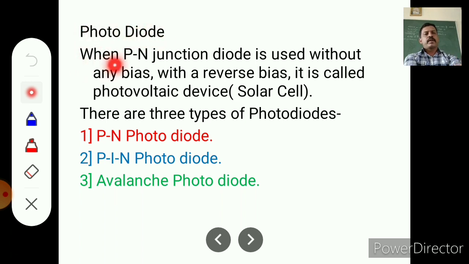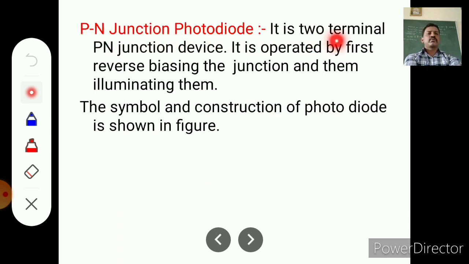Photodiode. When a PN junction diode is used without any bias, or with a reverse bias, it is called a photovoltaic device or solar cell. There are 3 types of photodiodes: PN photodiode, PIN photodiode and avalanche photodiode. These 3 are the different types of photodiodes which we consider in the case of solar cell or photodiode. It is a 2-terminal PN junction device, operated by first reverse biasing the junction and then illuminating it. The symbol and construction of a photodiode are shown in the figure.